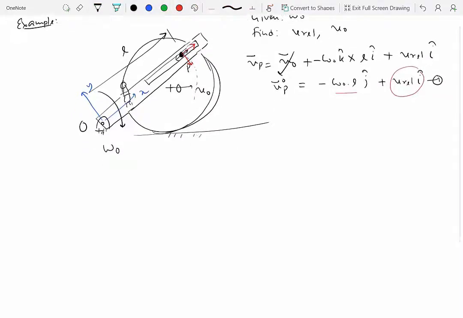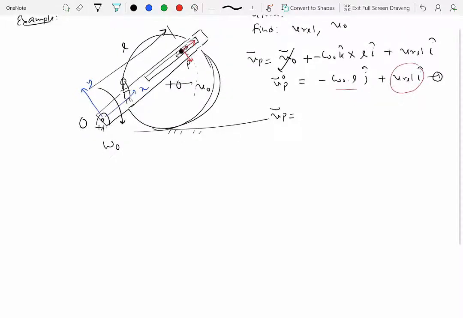Now let's look at the velocity of the point P from the perspective of the wheel or the disk. So we can relate it with the velocity of O. We can do that, right? We know its direction at least.